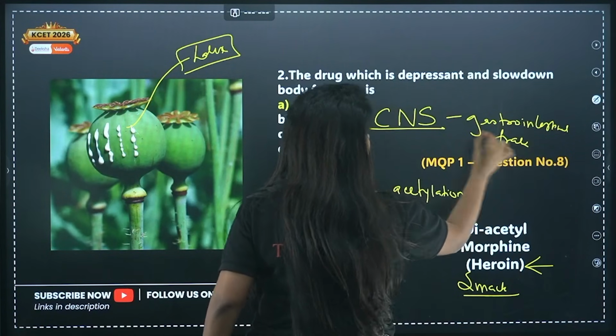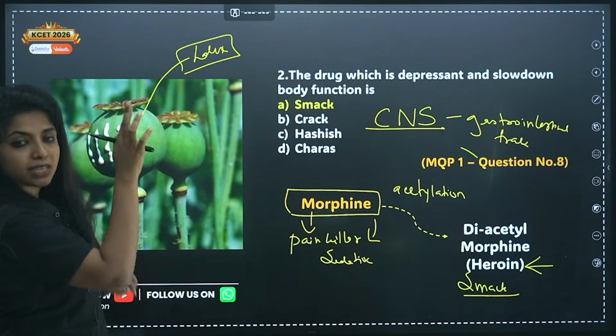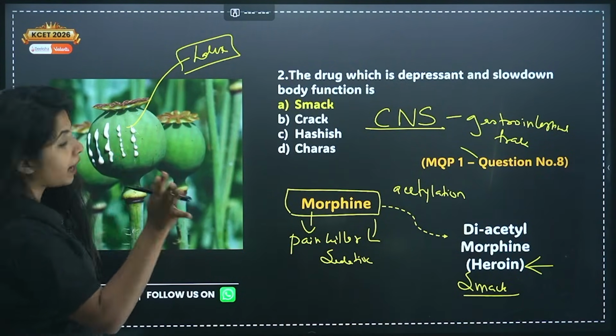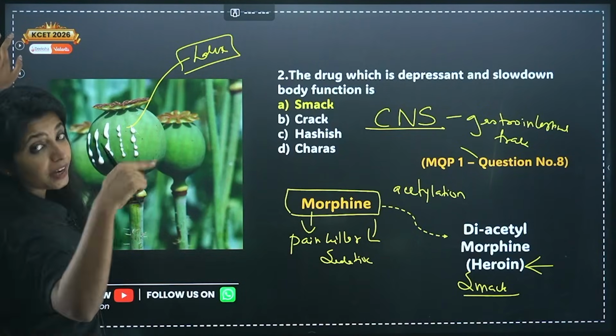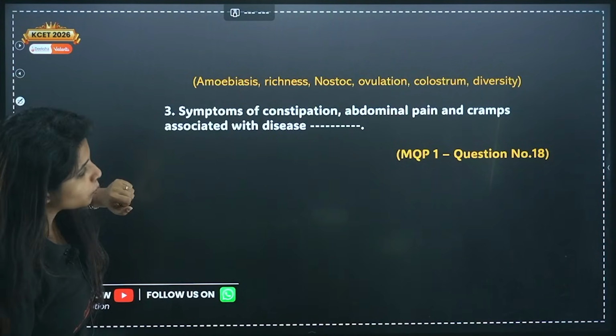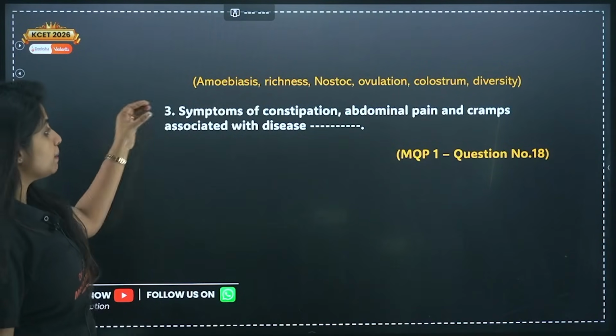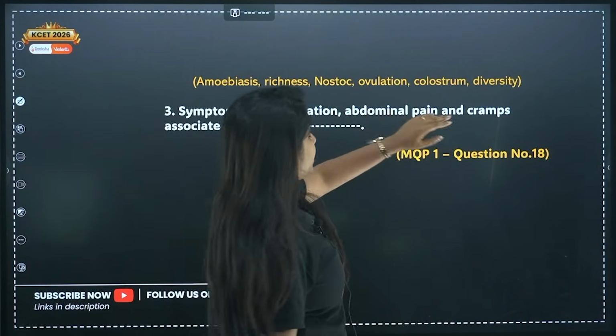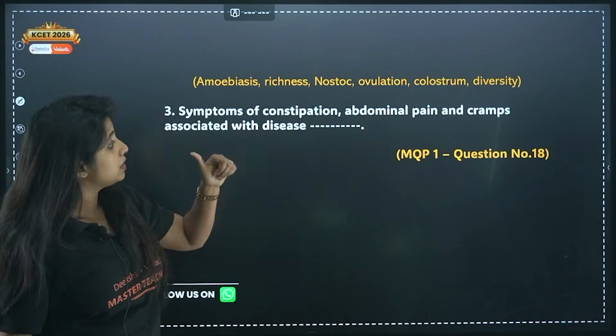Gastrointestinal tract. Opioids affect the CNS and also the gastrointestinal tract. Cannabinoids affect the cardiovascular system. Okay, chalo, next question. This is MQP1 question number 18. Symptoms of constipation, abdominal pain and cramps are associated with the disease what?